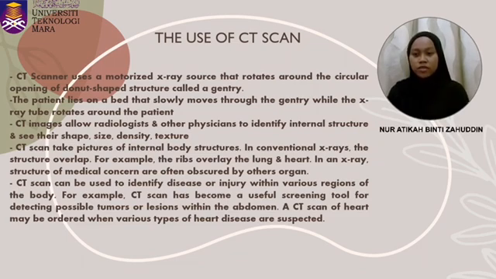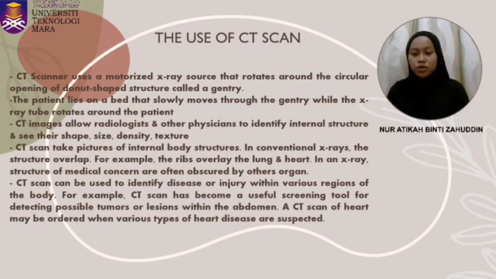CT scan takes pictures of internal body structures. In conventional X-rays, the structures overlap. For example, the ribs overlay the lung and heart. In an X-ray, structures of medical concern are often obscured by other organs.